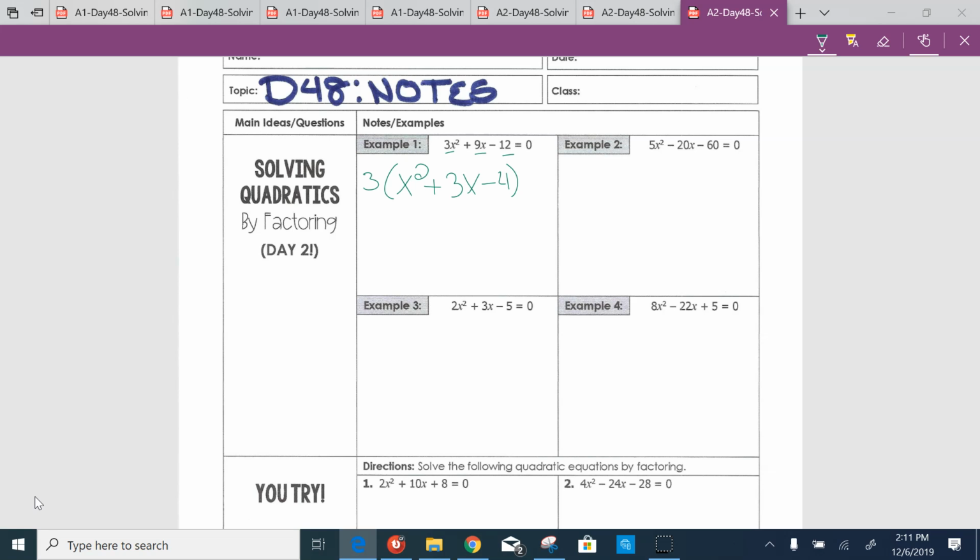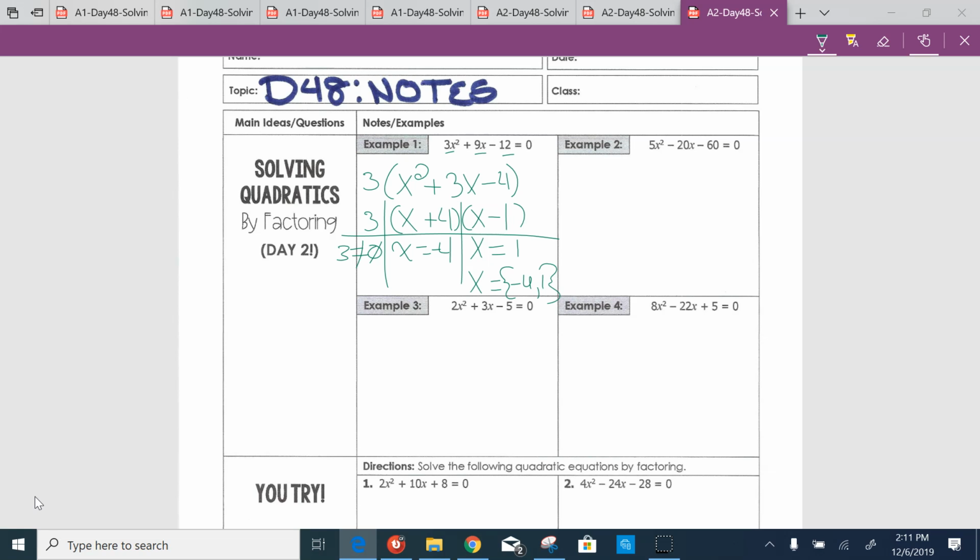Now I'm going to bring down the 3 again, and I'm going to factor the x squared plus 3x minus 4. I need two numbers that equal negative 4 when I multiply them, but add up to positive 3 when I combine them. So positive 4 and negative 1 are my factors. 3 is never equal to 0, so there's no factor there. And x will equal negative 4 when I solve that like we did before, and x will equal positive 1 here. So my roots are at negative 4 and 1.